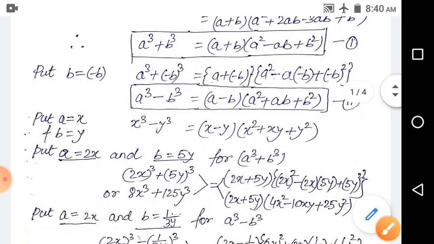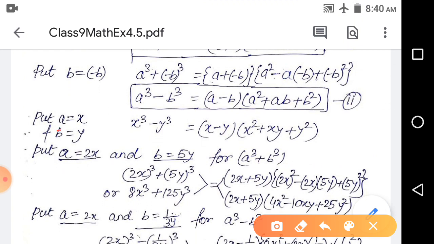If we put x in the place of a and y in the place of b, then for this formula we will get x cube minus y cube is equal to (x minus y) into (x square plus xy plus y square).